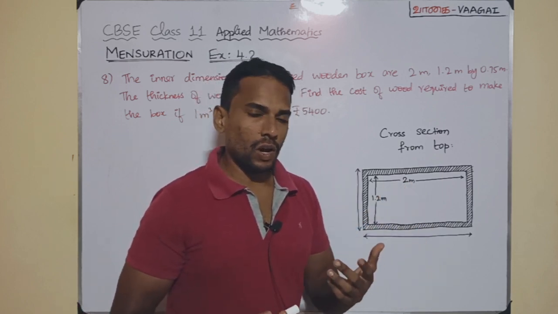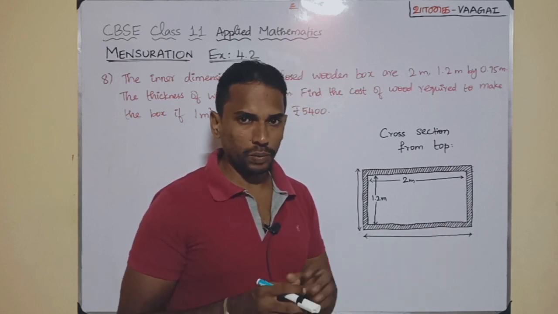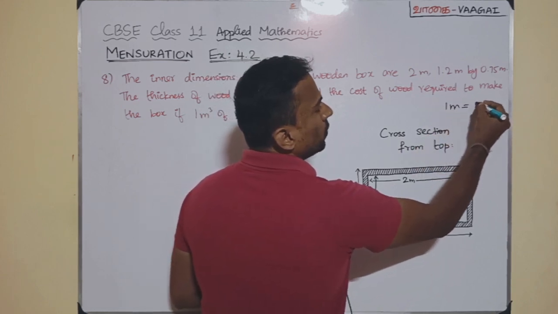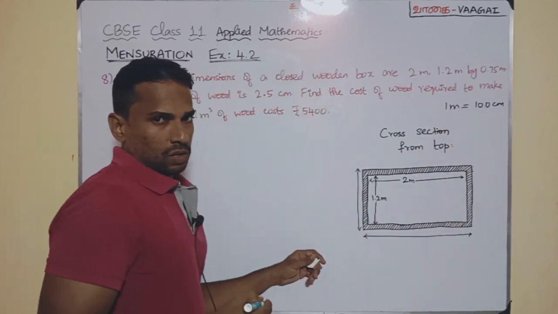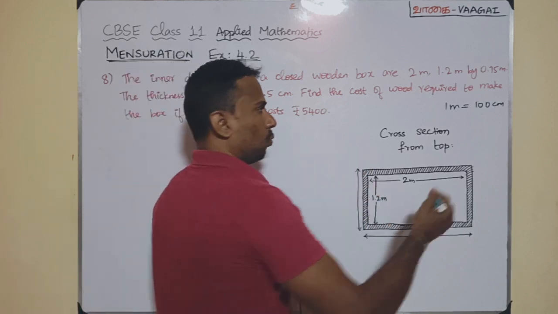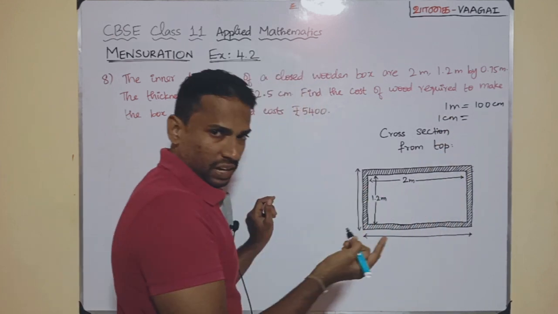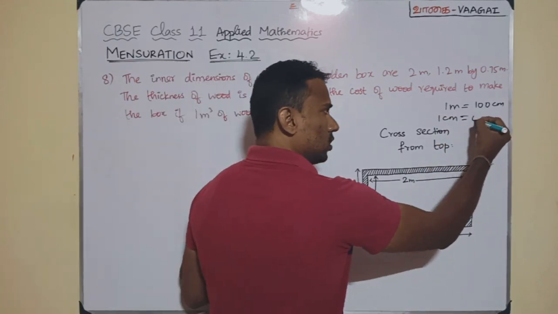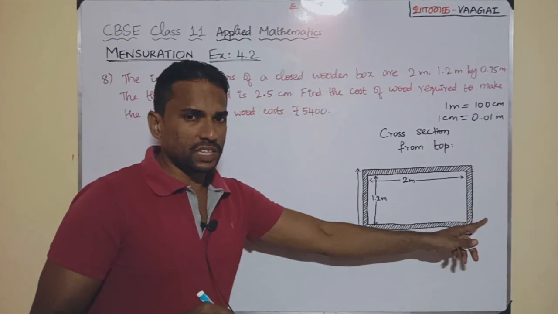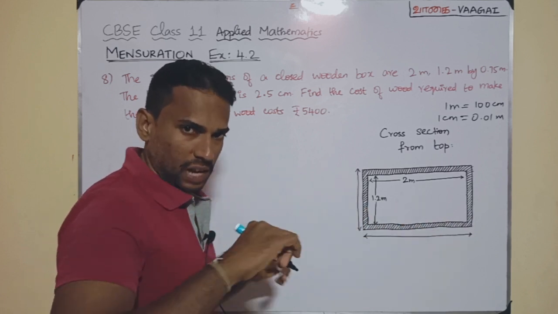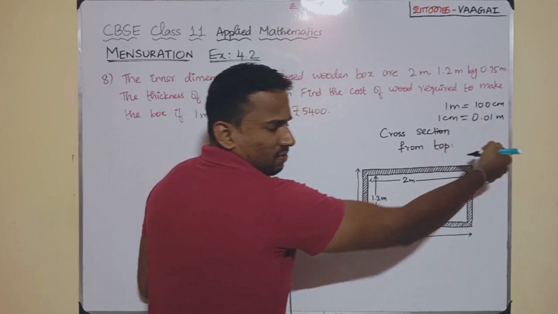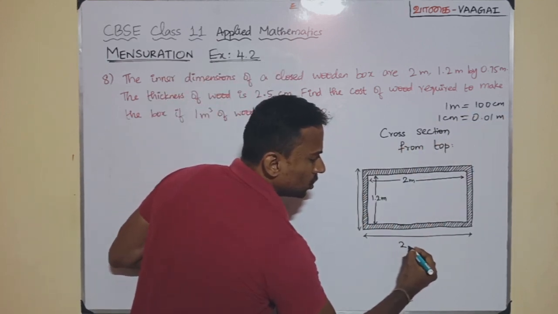And now what will happen when you add 5 centimeters to 2 meters? Already we know 1 meter is going to be what? Let's note it clearly. So 1 meter is going to be 100 centimeters. Just take the reverse one. 1 centimeter is going to be what, in terms of meters, if I write it? We'll be getting 0.01 meters. Now we are going to add 5 centimeters to the 2, which is 0.05 meters, which means this length will become 2.05 meters.